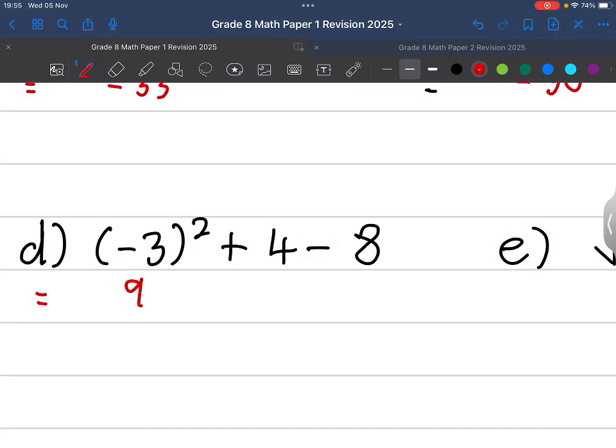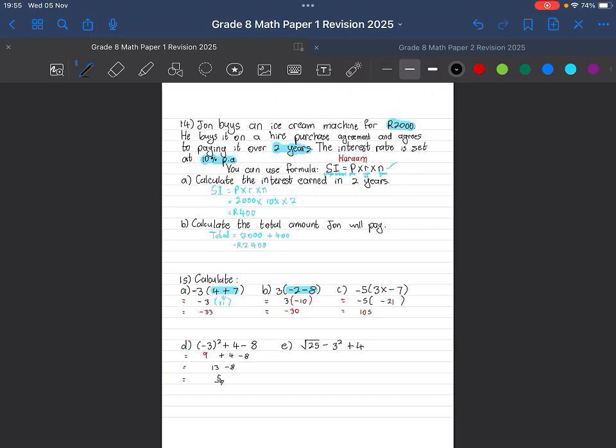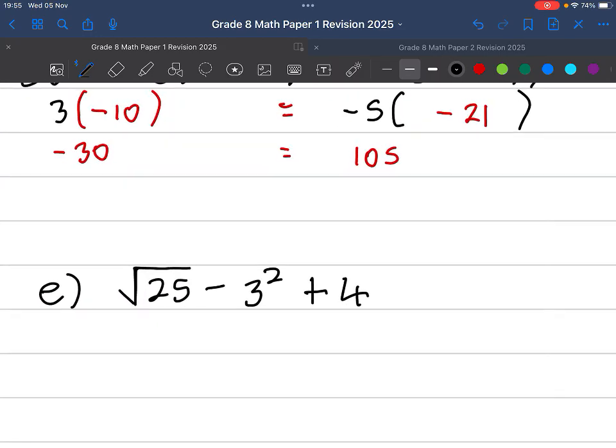And then we bring down our other values of plus 4 minus 8. According to BODMAS, you do the addition next. And 9 plus 4 is 13 minus 8. And then you can go ahead and say, right, 13 minus 8 is going to give you 5. And then you are completely done with the sum. The next one.